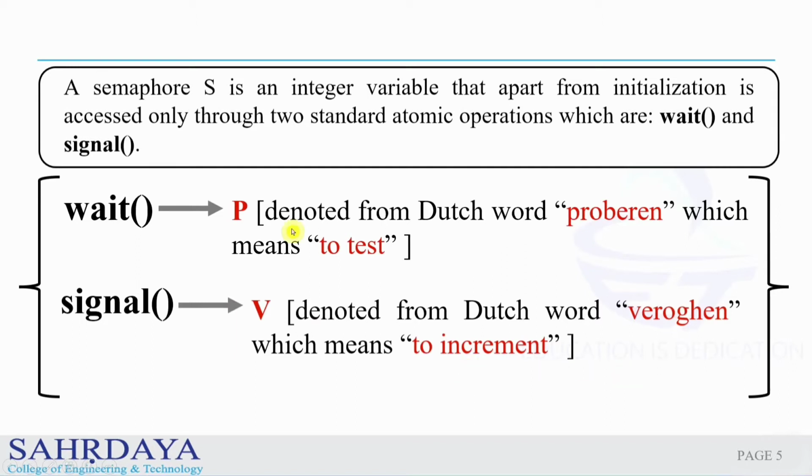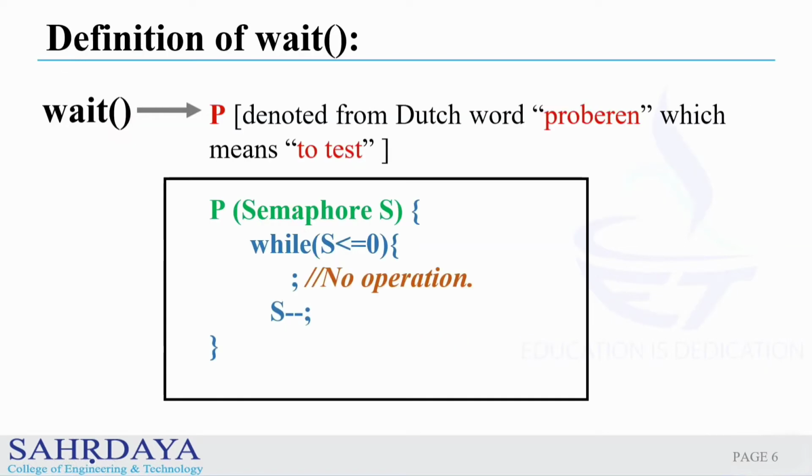Let us now look into the definition of the wait operation. The wait operation is defined as such. Here, P denotes the wait operation and S denotes the semaphore value. Whenever a process is trying to access the semaphore value via the wait operation, it checks the condition whether S is less than or equal to 0. If the condition is satisfied, it enters the while loop, and within the while loop there is a semicolon, meaning that there are no operations to be executed. In case the condition is not satisfied, that is when S is greater than 0, it exits the while loop and the value of the semaphore is decremented.